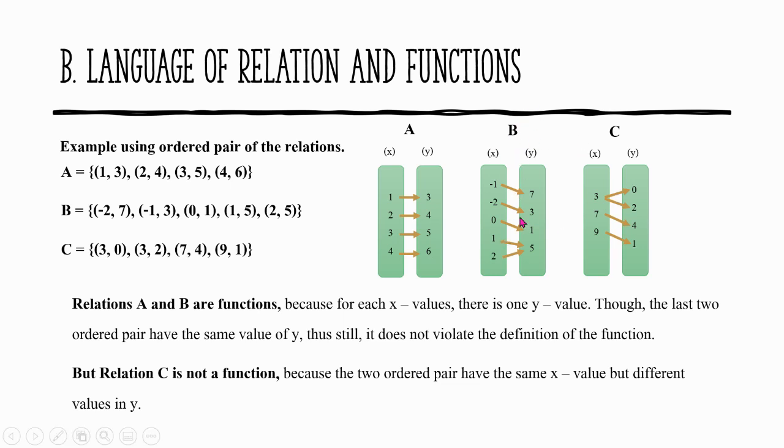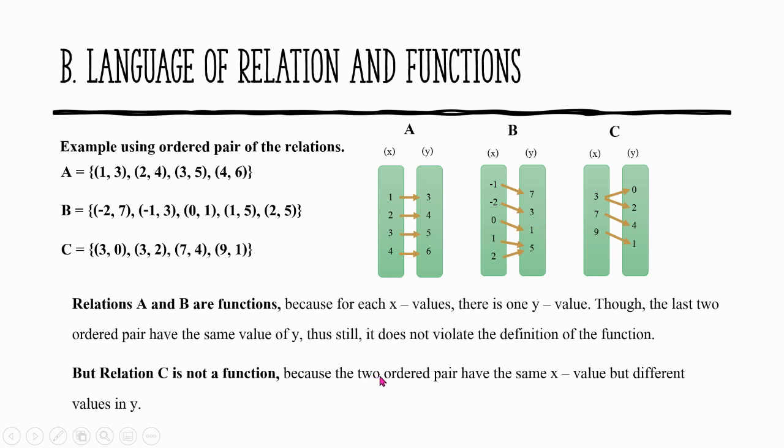Next we have your B. This is also a function: you have 1 to 7, 2 to 3, 0 to 1, 1 to 5, and 2 to 5. Take note, class, although in your last two ordered pairs you have 1, 2, which contains only one y, we are talking about the first component, which contains the same x, only one in your x. Unlike in your C, you have your 3 here, it is only one. Then your relation C is not a function. This is not a function.